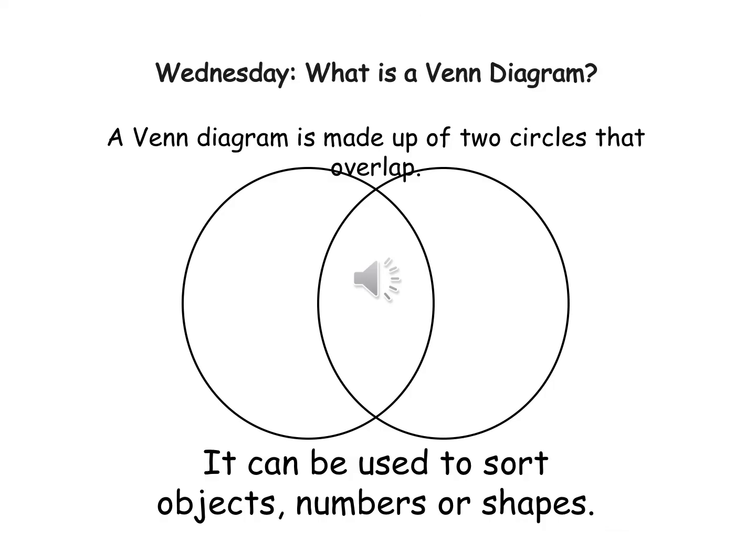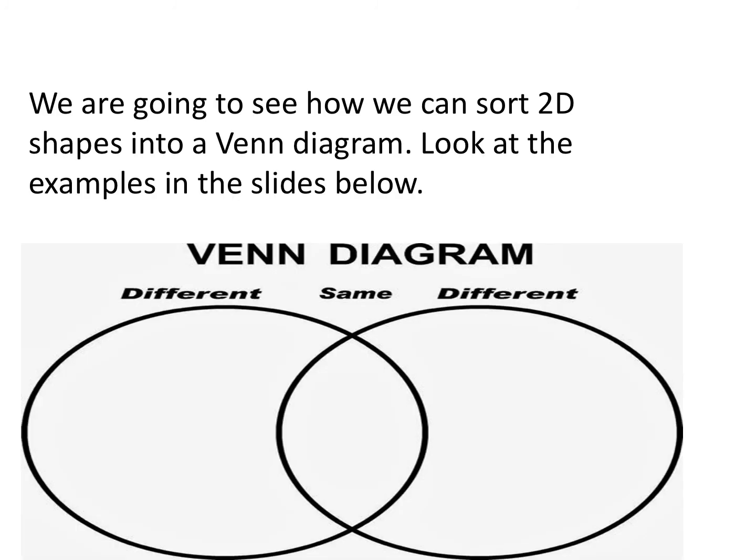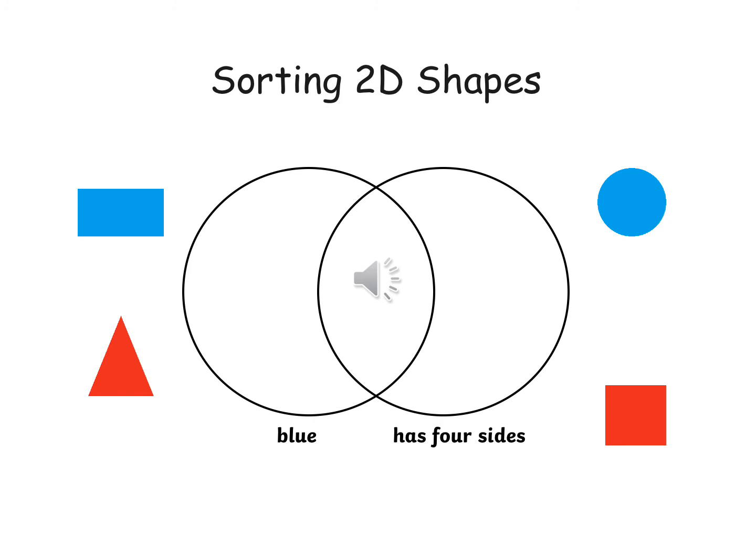A Venn diagram is two circles that overlap, and they can be used to sort objects, numbers or shapes. Here is an example of where some 2D shapes have been sorted into a Venn diagram, giving you the reasons for why they've gone into the different sections.